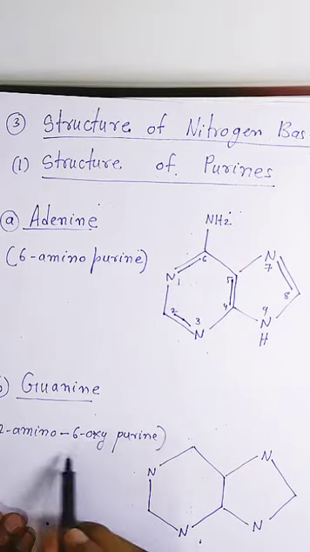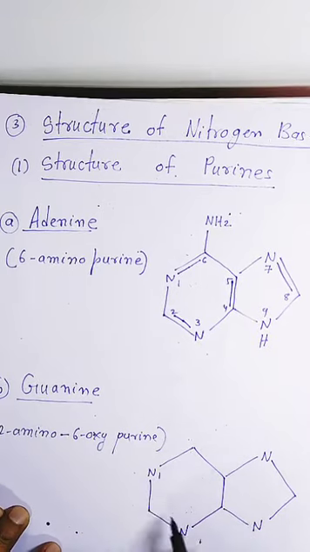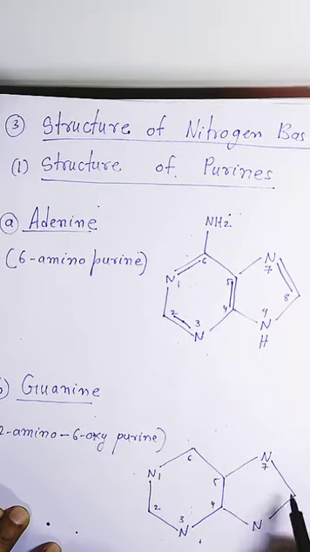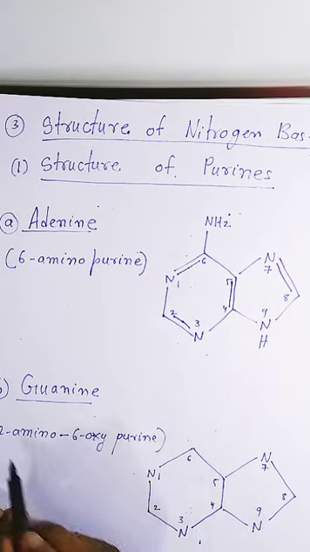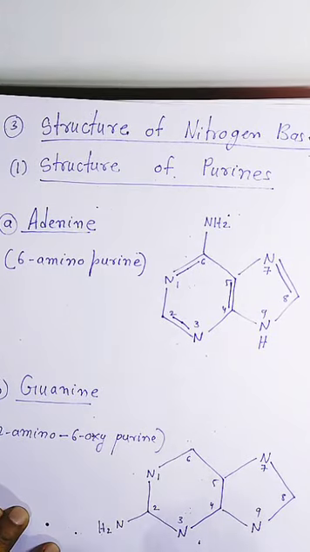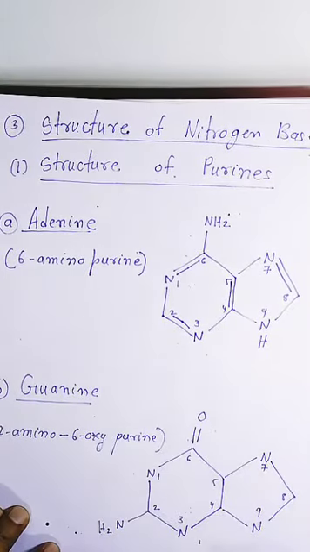Same thing students, 2-amino 6-oxy. Now you have to start the numbering first. This is first carbon, second, third, fourth, fifth, sixth, and 7 will go to this, then 8 and 9. This is the way to number the ring. Now students, at carbon number 2 there will be an amino group, so here you have to make the NH2 group. At carbon number 6 there is the oxy group, so you have to make the oxygen like this.